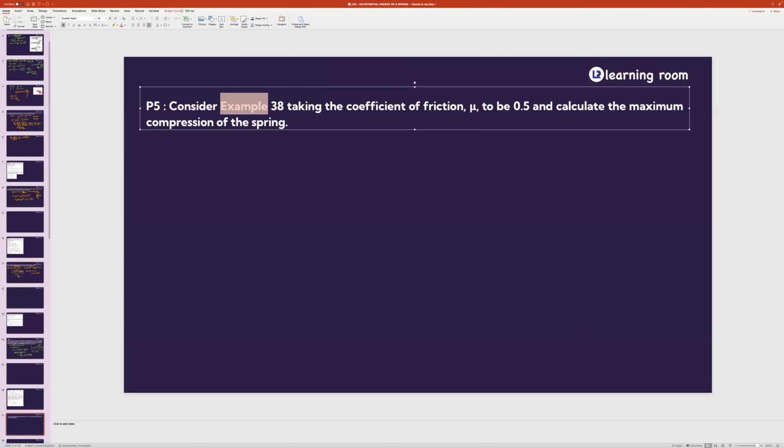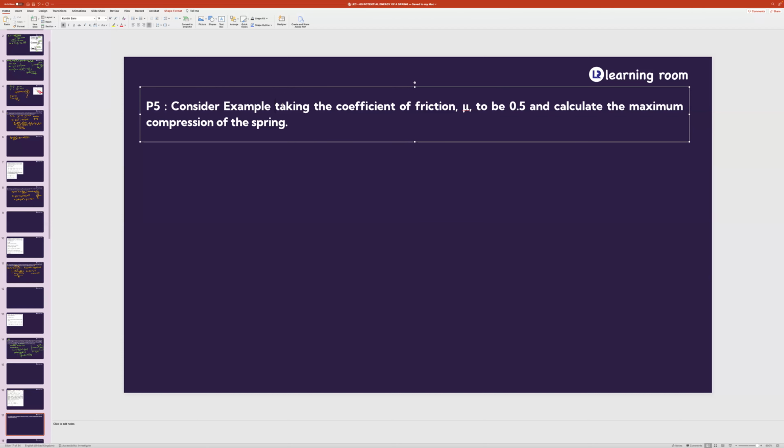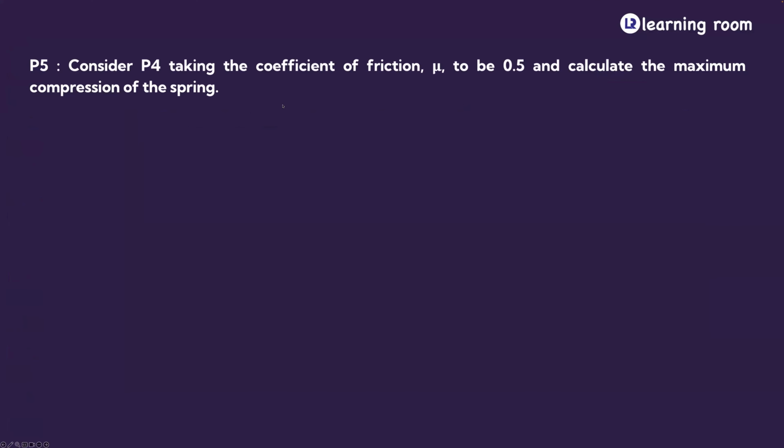So it is actually consider P4, problem 4. So in problem 4, what did you understand? So in the previous problem, what did they give? What kind of a surface on which the car was moving? So instead of smooth surface, if you have a rough surface, then what will be the change in the value of the maximum compression?